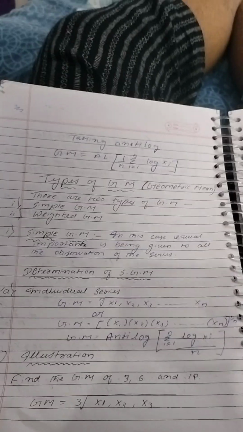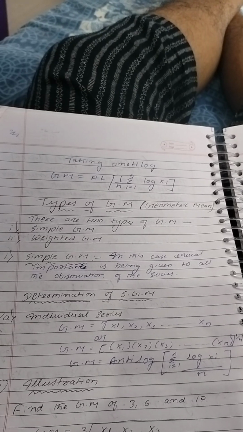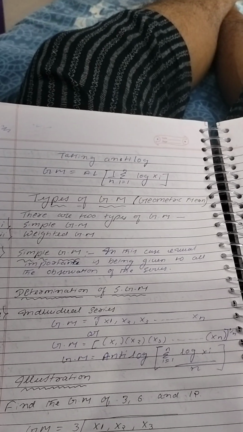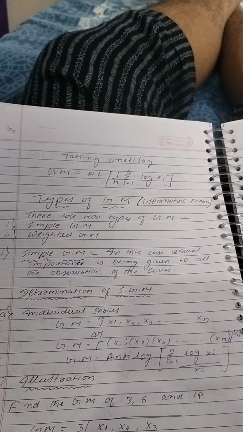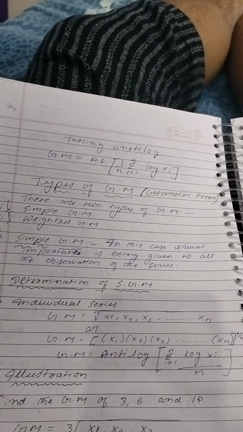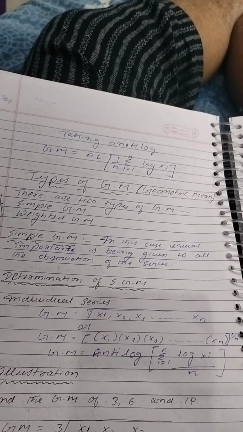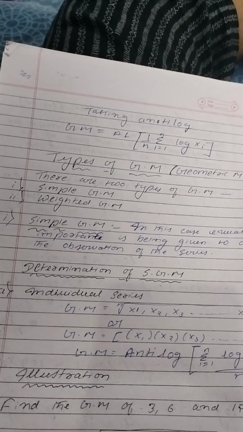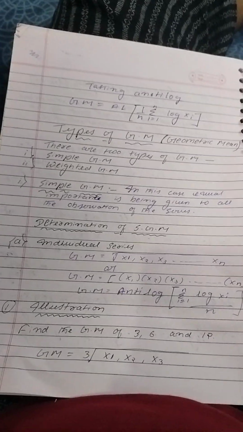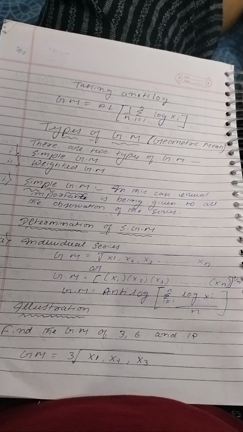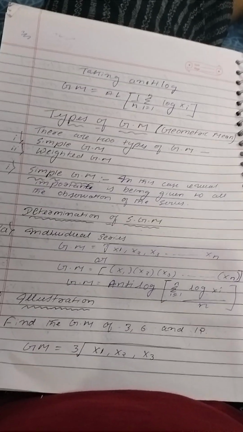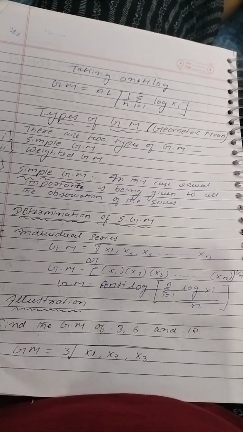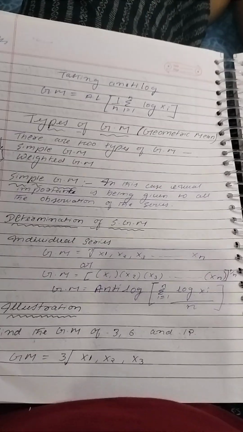So it is similar to that only. Then we have types of GM, geometric mean. There are two types of geometric mean: simple GM and weighted GM. In simple GM, equal importance is given to all the observations of the series, as we have studied. So the determination of simple GM: series GM is equal to the nth root of x1, x2, x3 up to xn.